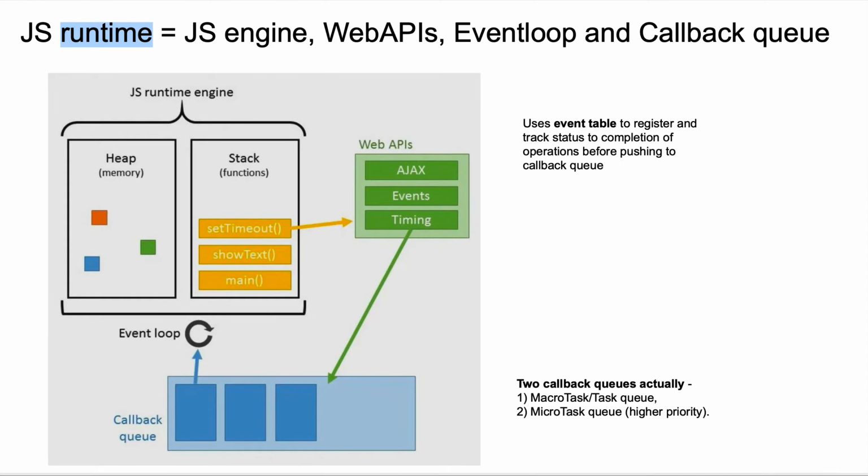So this is a much broader picture. This is what we showed in the earlier slide. You have a stack that works on your different functions, takes one at a time, calls main, then show text, and set timeout. Set timeout is done, then show text is done, then main is done, then maybe from the callback queue the timeout call comes back into the stack, it completes, and then its stack is empty.